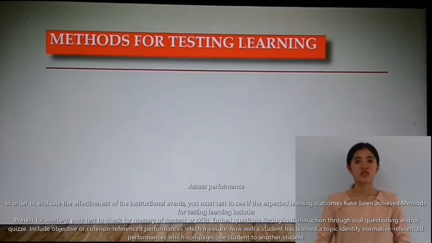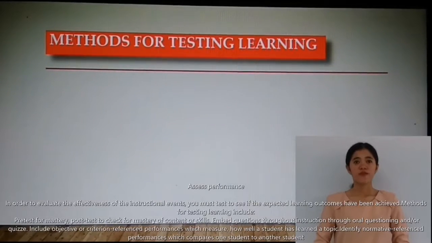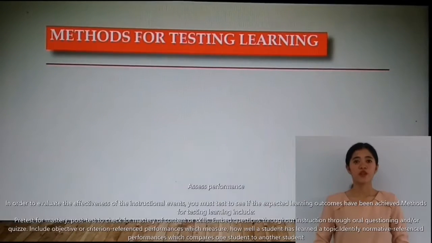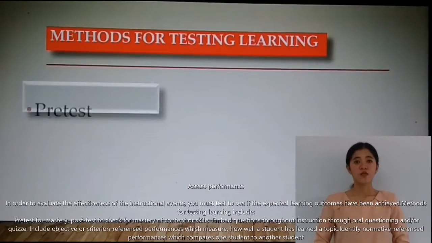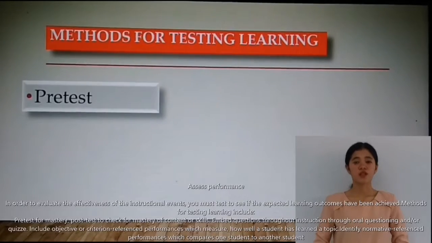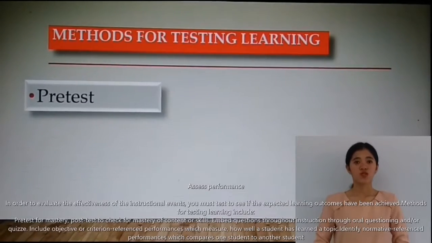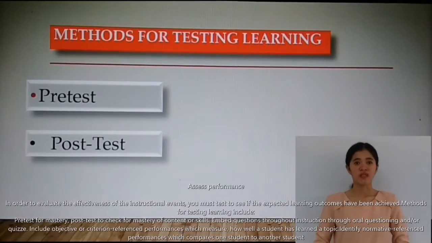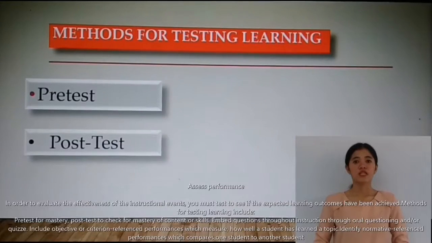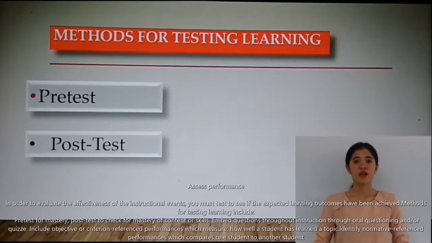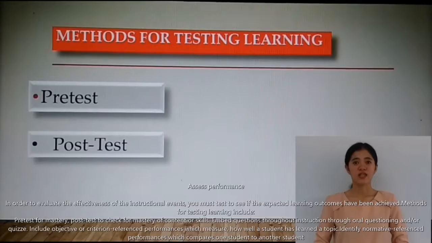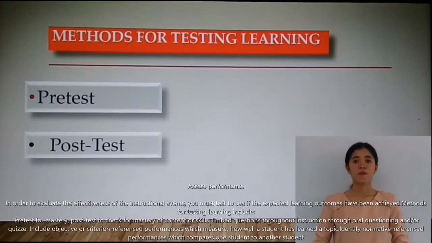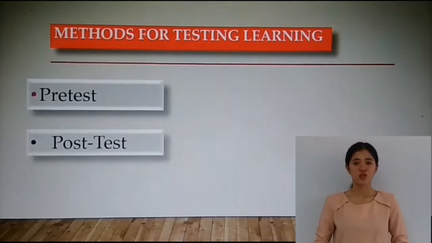Methods for testing learning include pre-test for mastery and prerequisites, use a pre-test for endpoint knowledge or skills, conduct a post-test to check for mastery of content or skills, embed questions throughout instruction through oral questioning and quizzes. Include objective or criterion reference performance, which measures how well a student has learned a topic, and identify normative reference performance, which compares one student to another student.